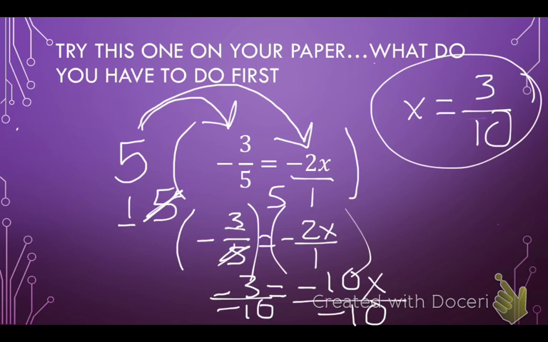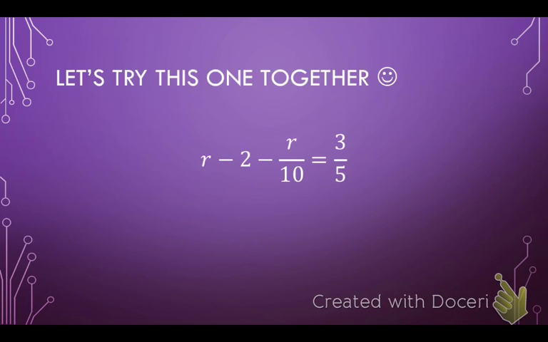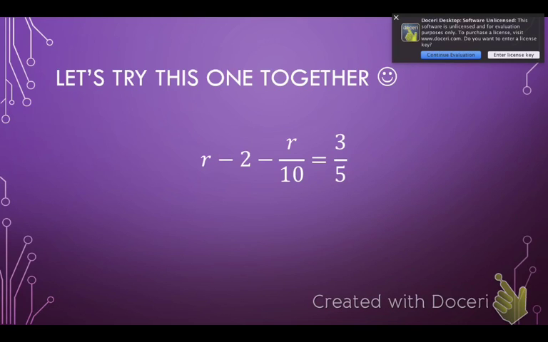So, might have been confusing. We're going to try another one together. So, if we look at the second one on your paper, it's actually going down instead of across. So, the second one is the one right below the one we just did. So, again, I'm going to put everything into a fraction. So, r becomes r over 1. -2 becomes -2 over 1. All right?